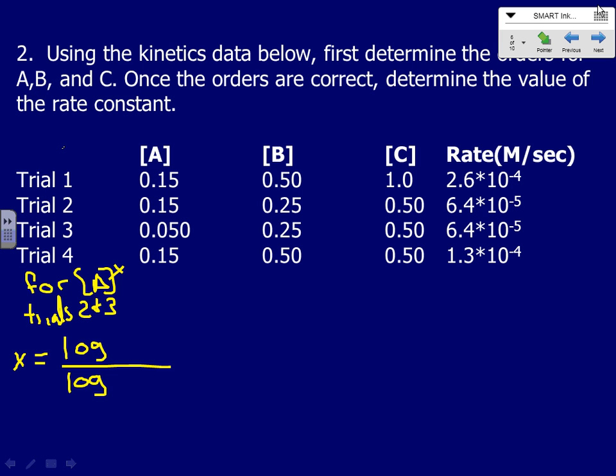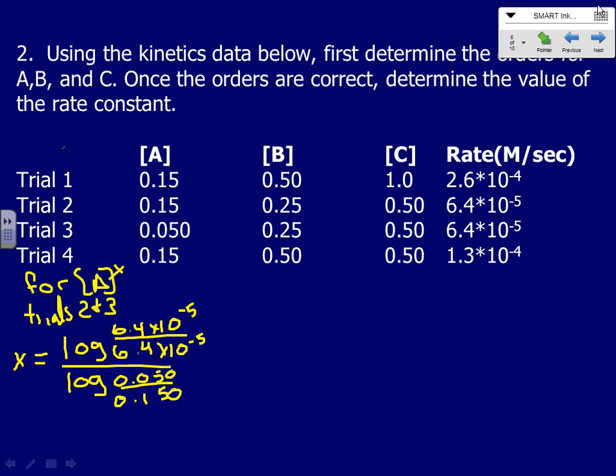2 and 3 rate data. I'm going to go 3 over 2 and look at what's happening to the rate. Already we can start to see something happening here, but we'll write it in anyway. Notice the rates are the same, so 6.4 times 10 to the minus 5 over 6.4 times 10 to the minus 5, and 0.050, 0.150. Look at what happened when we changed the concentration.